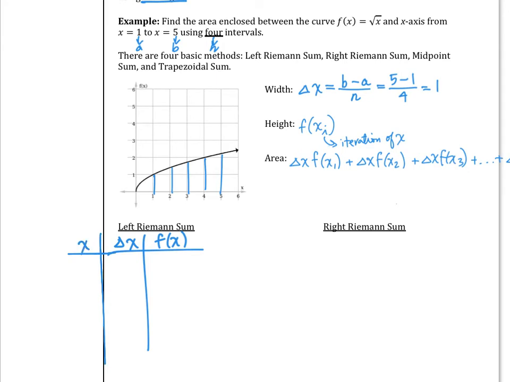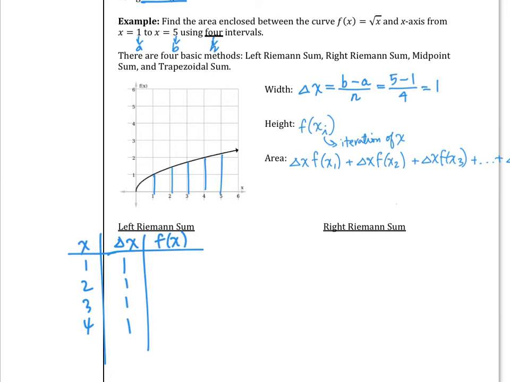So I'm taking the left-hand side of each interval. So between 1 and 2, I'm going to take the left-hand side. Between 2 and 3, I'm going to take the left-hand side. 3 to 4, left-hand side. 4 to 5, left-hand side. There is no 5 to 6, so there's no 5. So be careful with that. The width for all of them are the same. They're all 1s. The height is going to depend on x.